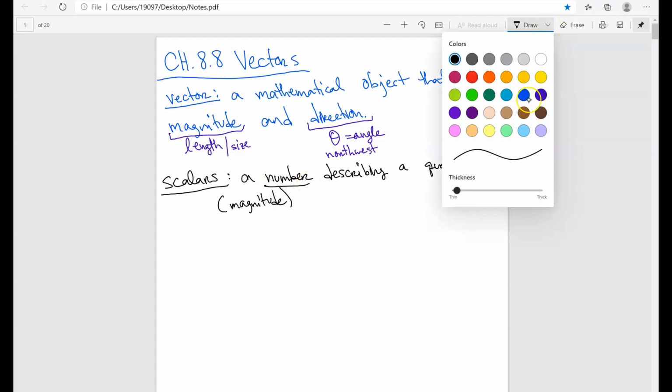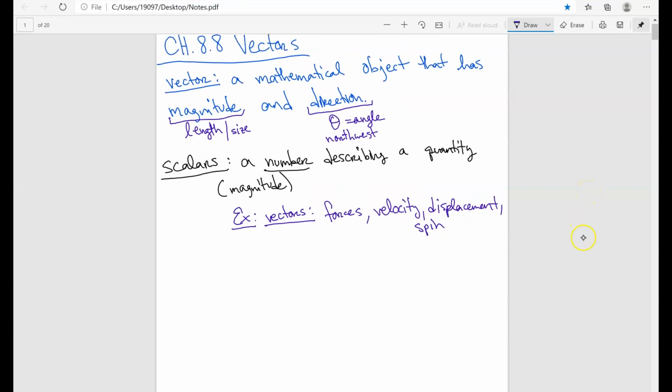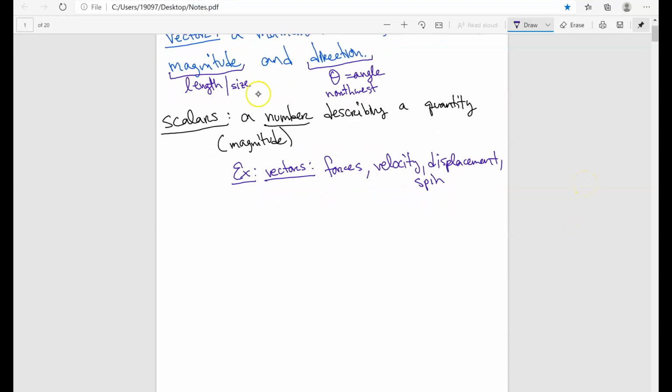Now, let me give you some examples of vectors. You'll see this a lot in physics. Forces: if we talk about 1 Newton, 3 Newtons, that's a measurement of force. That's what we call a vector. We also know in what direction the force is going. Velocity is a vector. Displacement is also a vector. Spin, which you'll learn in Calc 3 exactly what it is, what we usually call curl, is also a vector. So those are examples of some vectors. These vectors have to have length and direction. If they don't give you that, then they're not vectors.